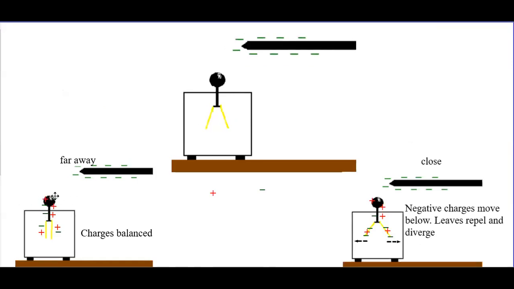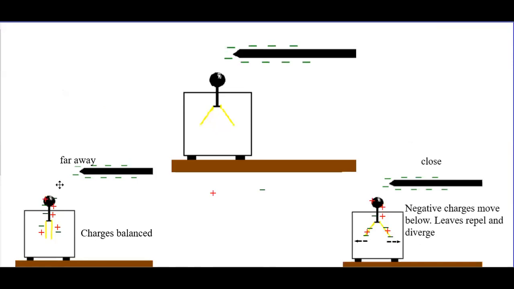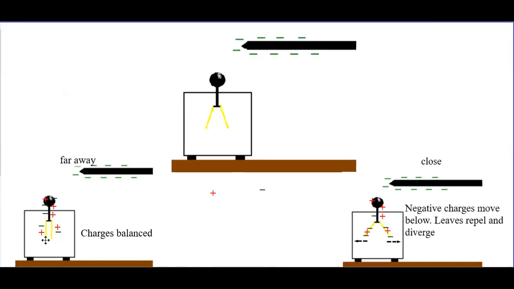When it's neutral, all the charges are balanced out. So if every positive has a negative, I have 5 positives and 5 negatives balanced throughout this neutral electroscope.